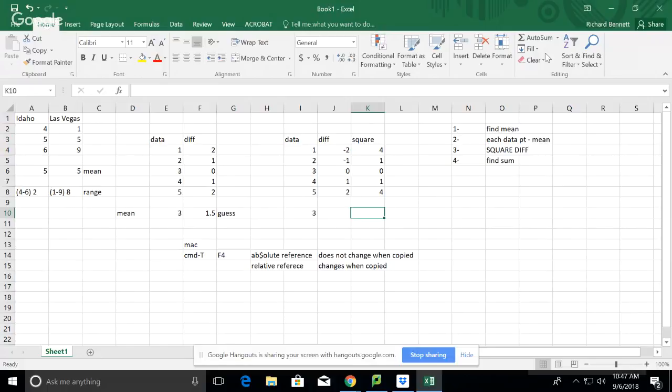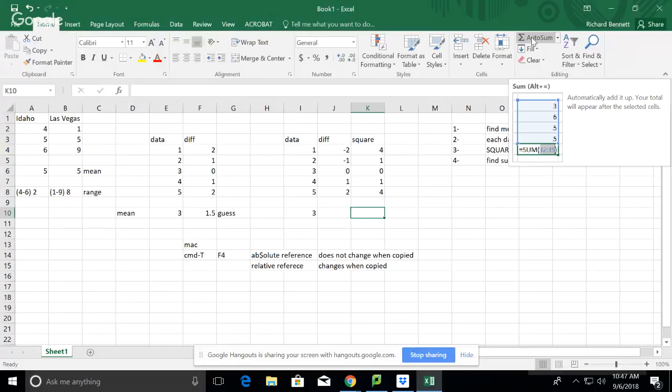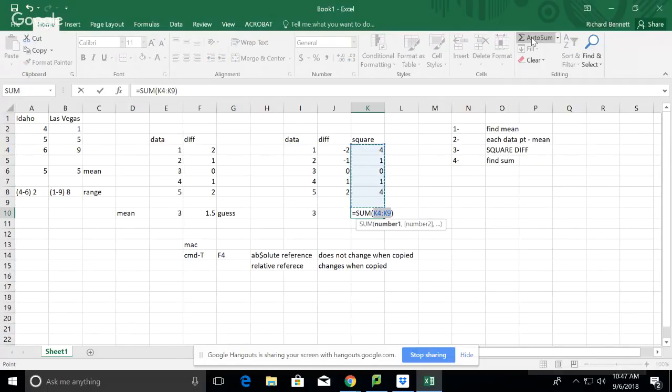Auto sum, right up here. That's the Greek letter sigma, by the way. And then it asks you if that's what you want to add up. Now, sometimes it'll be wrong and you'll be like, no, I wanted to add this. But in this case, it was correct. That's exactly what I want to add, okay? So I will press enter.